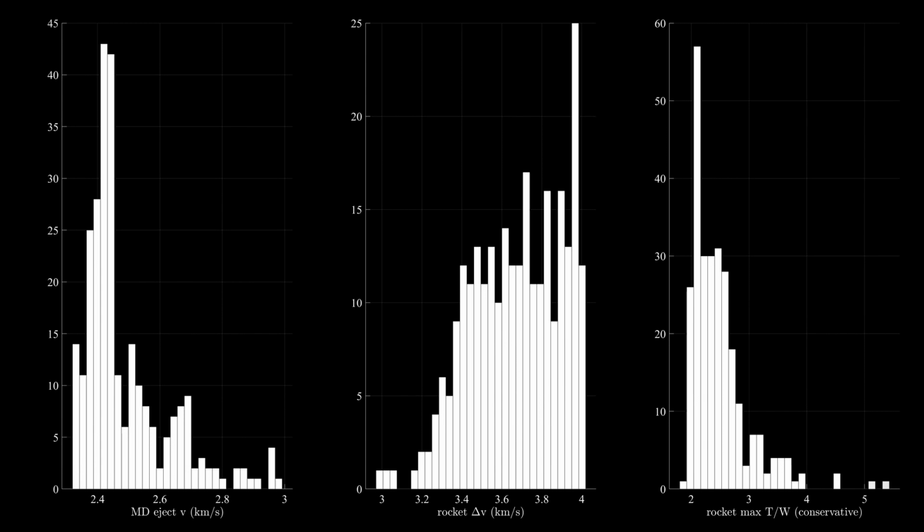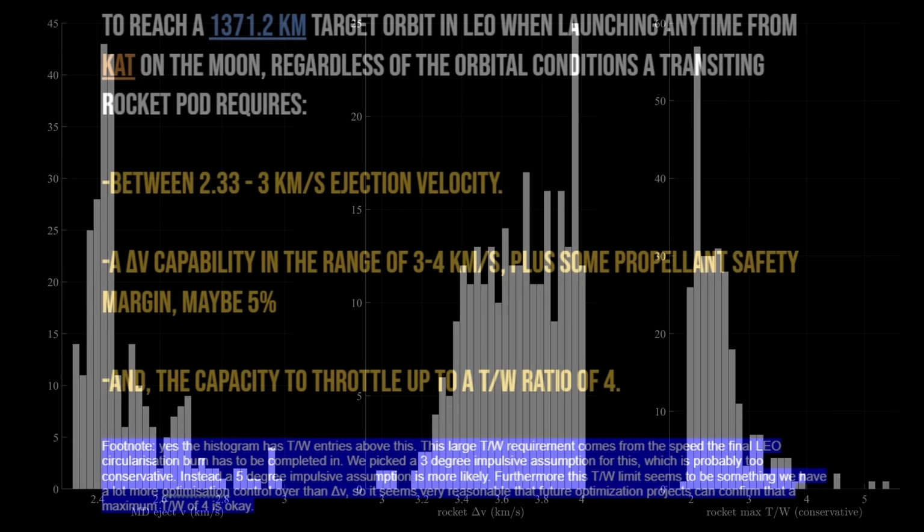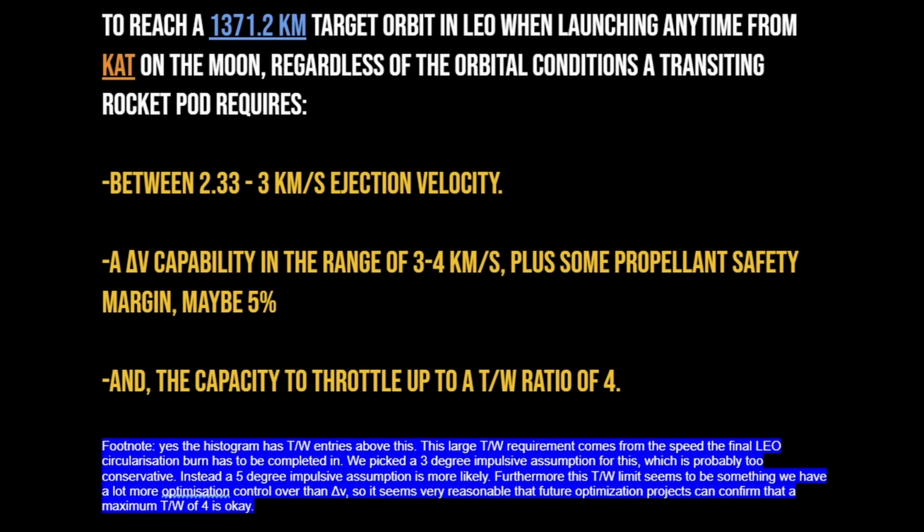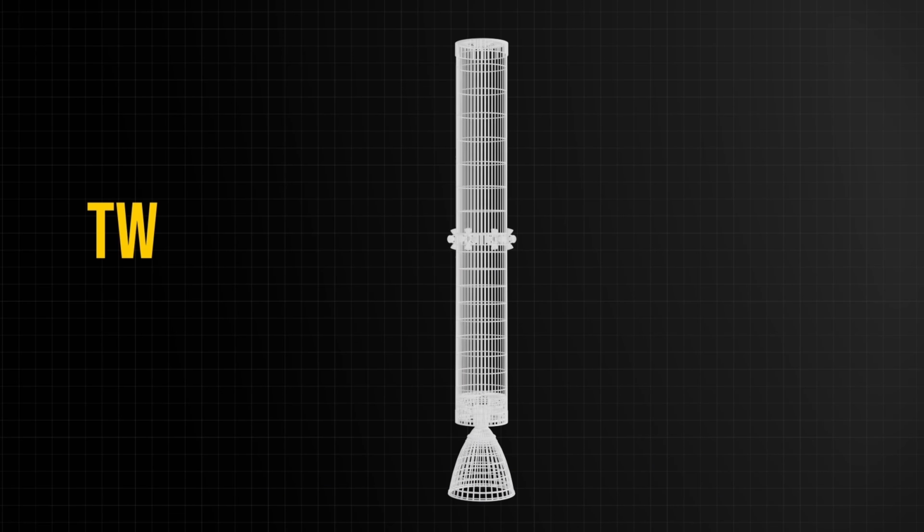What these show, what all this hard work and time and energy went into, was the ability to say, with a reasonable degree of confidence, that to reach a 1,371.2 kilometer target orbit in low Earth orbit when launching anytime from CAT on the moon, regardless of the orbital conditions, a transiting rocket pod requires between 2.33 to 3 kilometers a second of ejection velocity from the mass driver, a delta V capability in the range of 3 to 4 kilometers a second, plus some propellant safety margin, maybe 5%, and the capacity to throttle up to a thrust-to-weight ratio of 4.